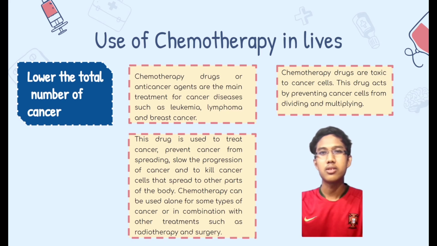Chemotherapy drugs are toxic to cancer cells. This drug acts by preventing cancer cells from dividing and multiplying. Finally, cancer in the patient's body can be eliminated slowly.